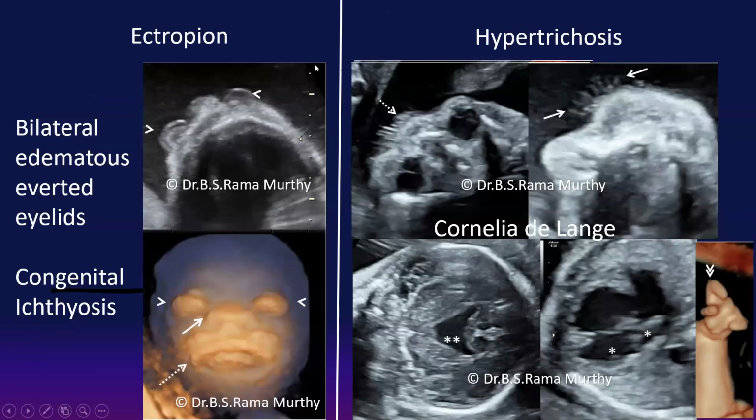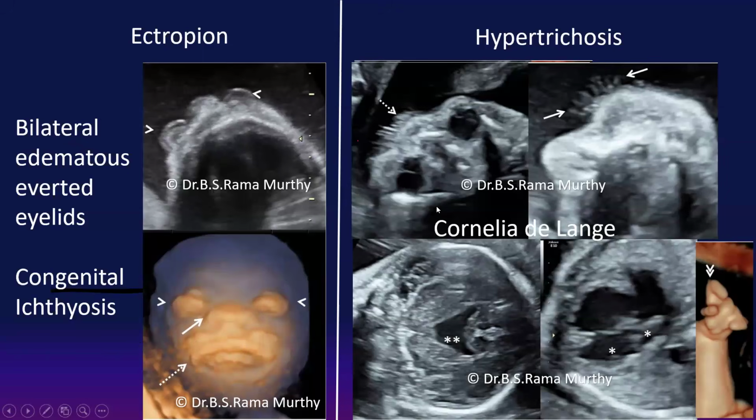Coming to orbital eyelid abnormalities, you could see ectropion, where the eyelids are edematous and everted, and this can happen in congenital ichthyosis, where you have the classic harlequin facies, where there's a lot of skin edema and the eyelids are also edematous and everted. And of course, that is the classic fish mouth appearance in ichthyosis.